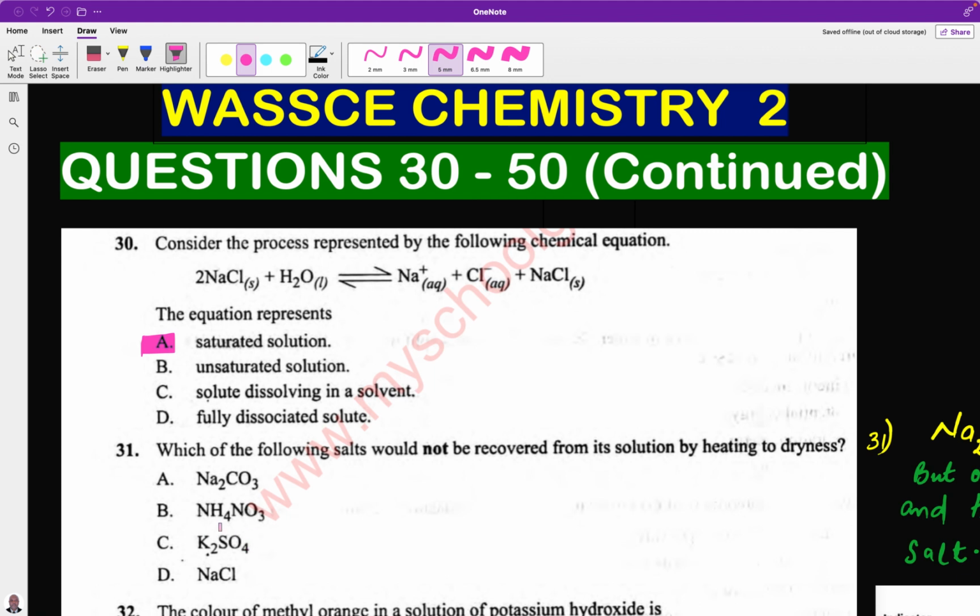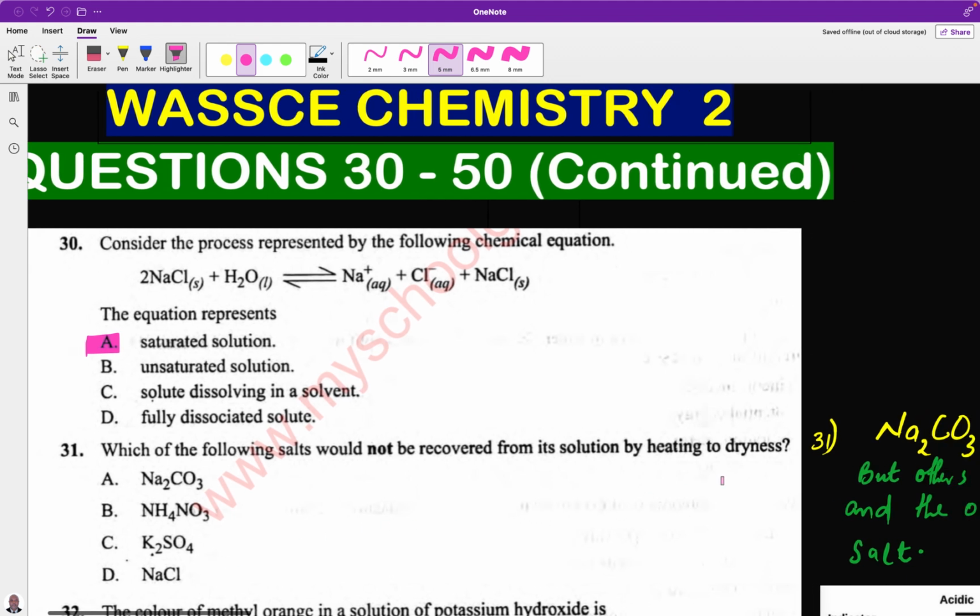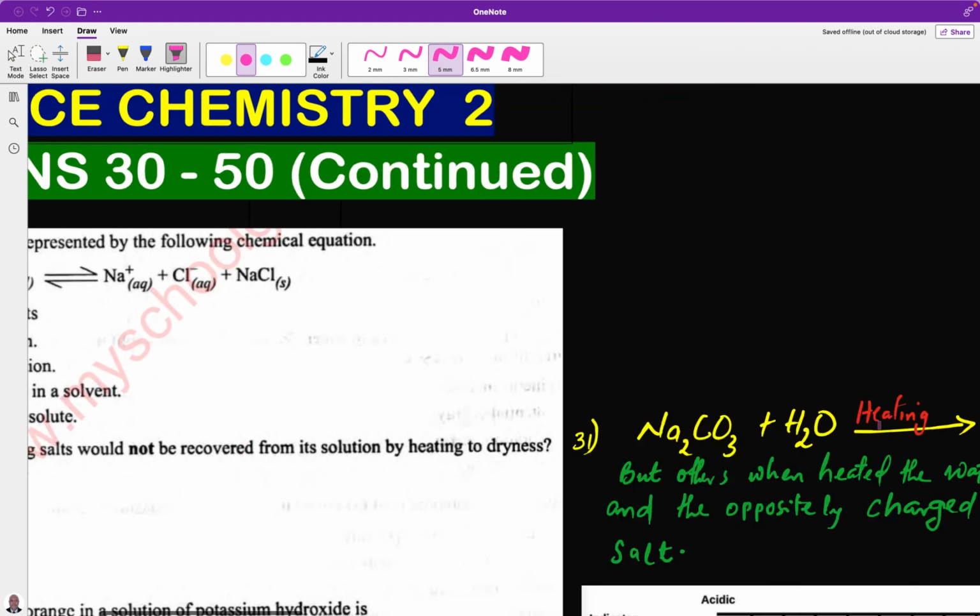The same thing with this one. But this one is special. It will not be recovered from its solution. If you do this, B, C, and D, you will recover. But for A, you won't recover. The reason is simple. Let me show you the reason.